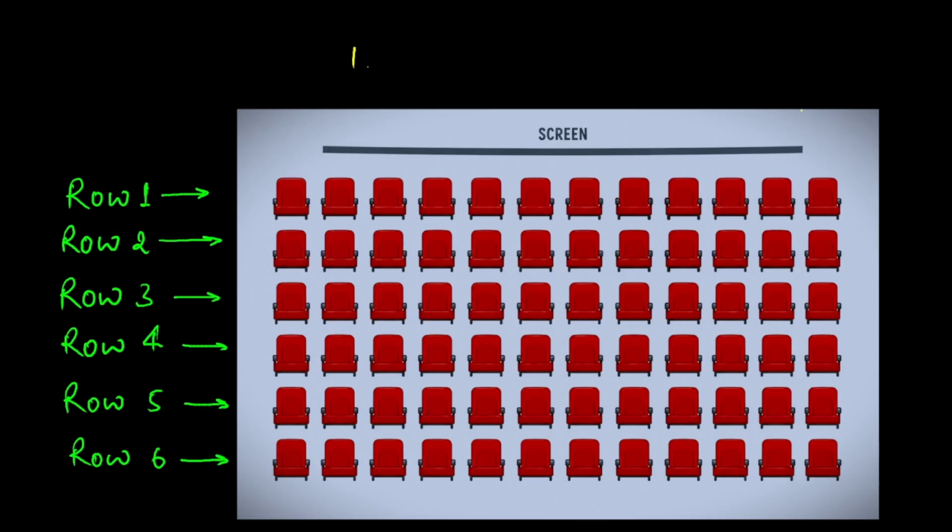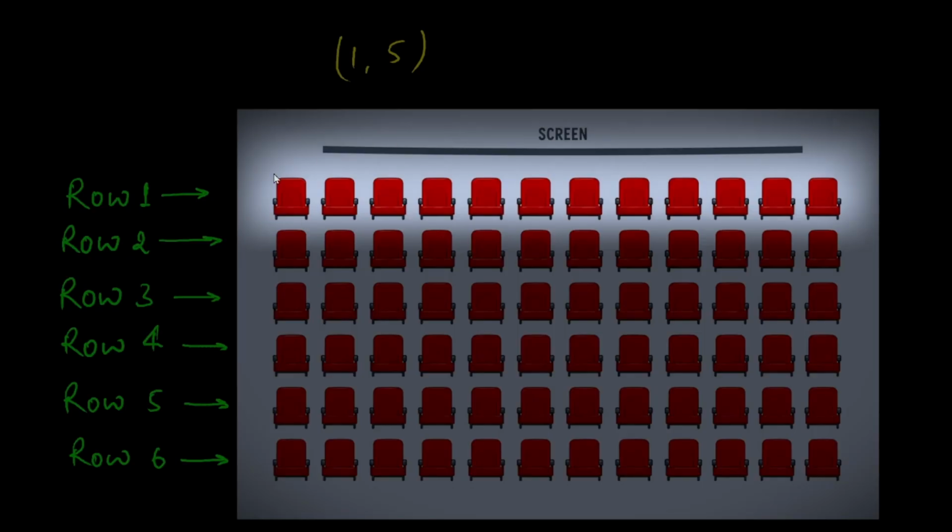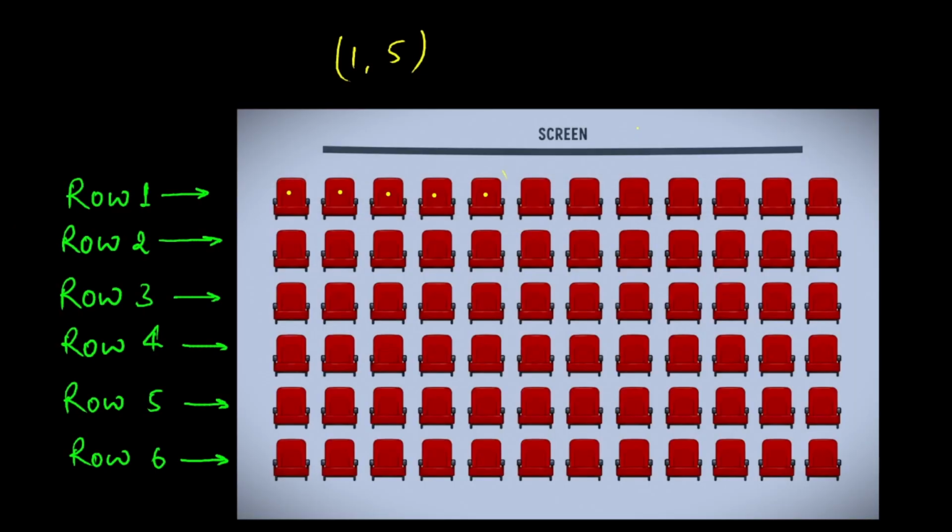Now suppose someone has seat 1, 5. We first go to the first row and we count to 5. 1, 2, 3, 4, and 5th. So this seat is our 1, 5.